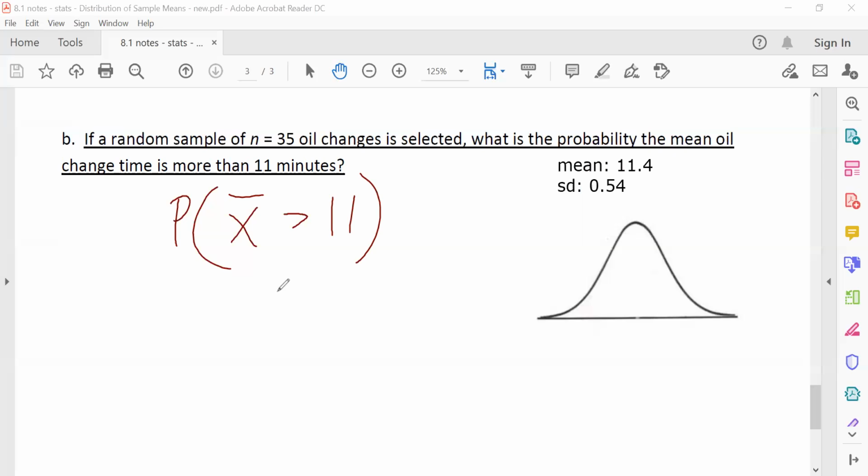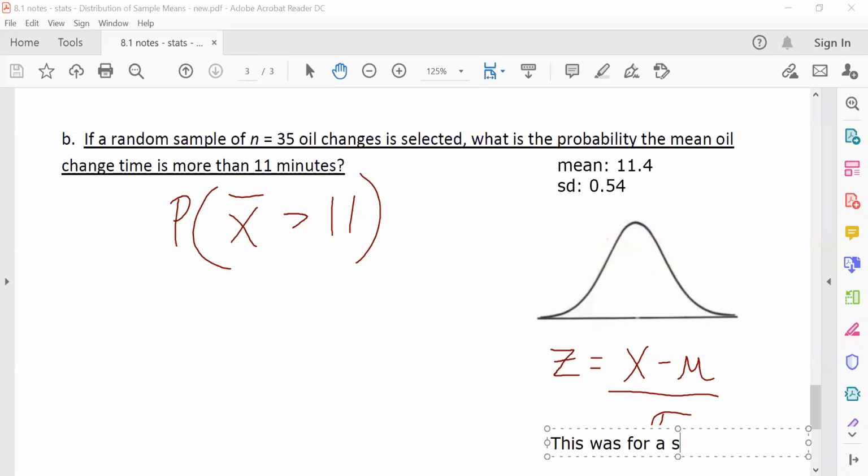Well, you may remember we had this cute little formula for z-scores, because we need to compute a z-score and then look up a value on a z-table in order to do this. But this was for a single observation X. But we're not talking about a single observation. We're talking about the average of 35 observations.